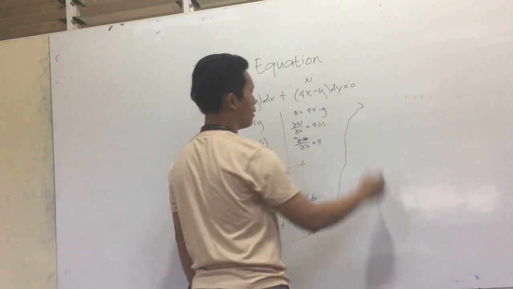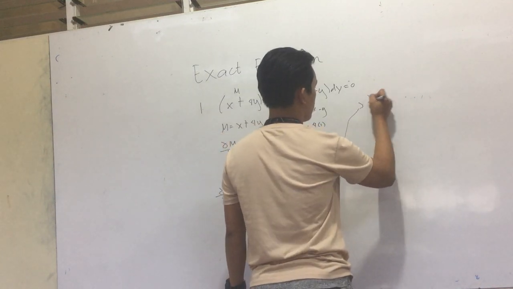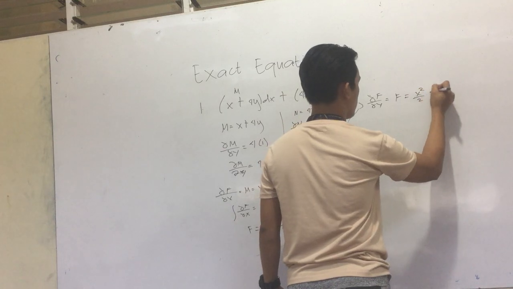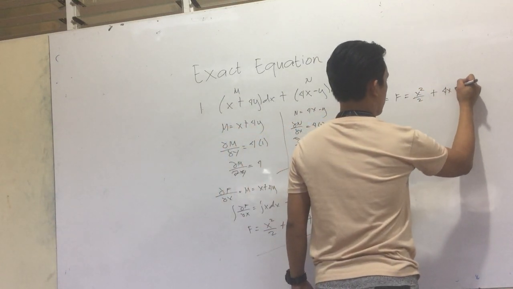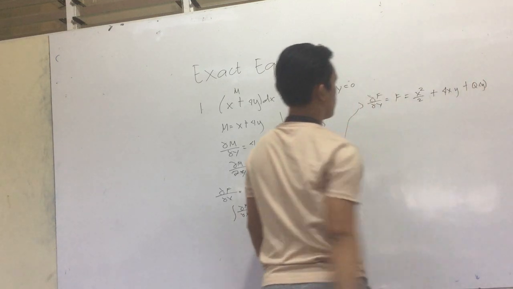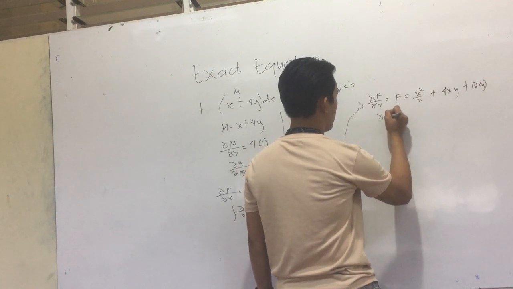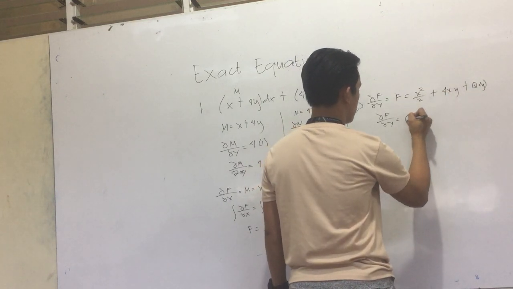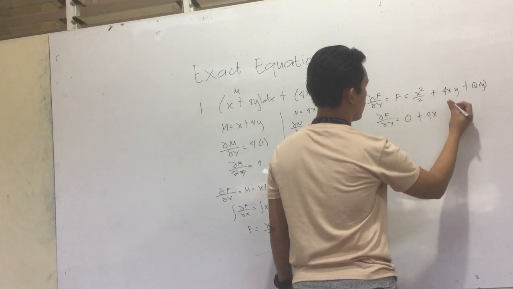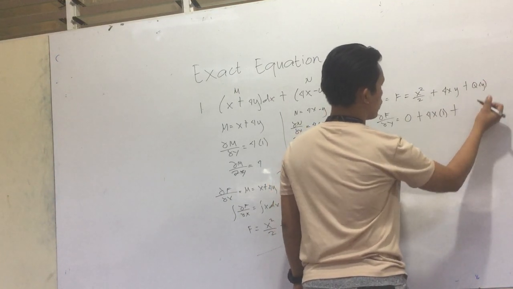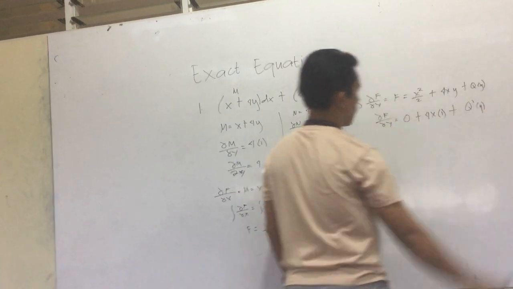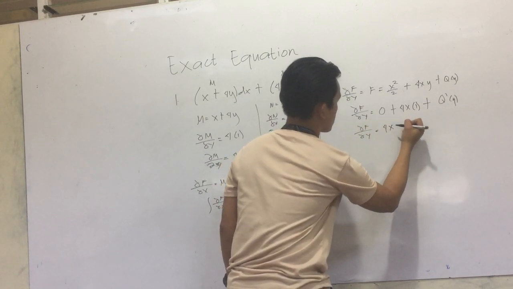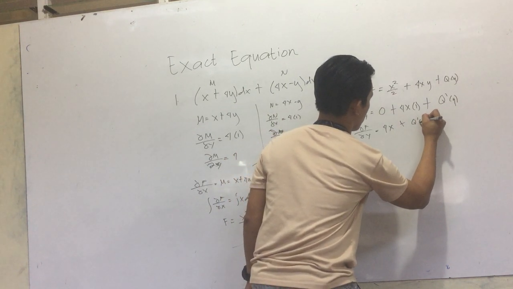Next we need to apply the value of y. The partial derivative of f with respect to y: copy the value of f, f equals x squared over 2 plus 4xy plus u of y. Then the partial derivative of f with respect to y: x squared over 2 becomes 0 because it is constant, plus 4x, where y becomes 1, plus u of y becomes q prime of y. So the partial derivative of f with respect to y equals 4x plus q prime of y.